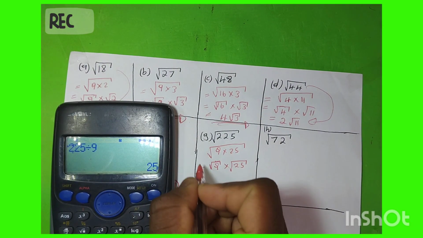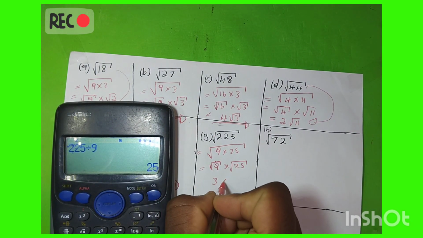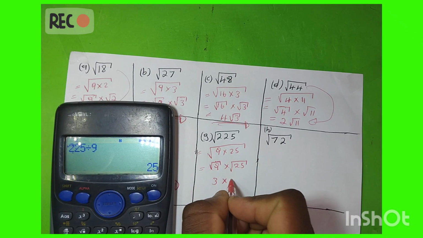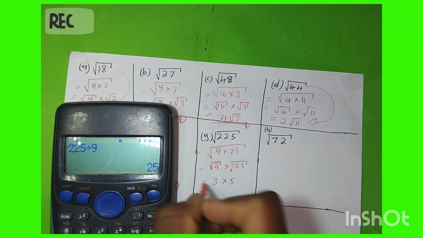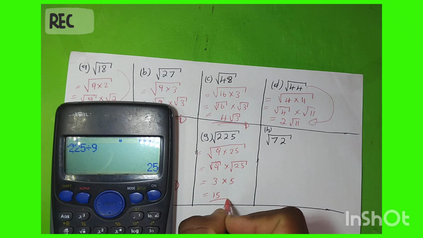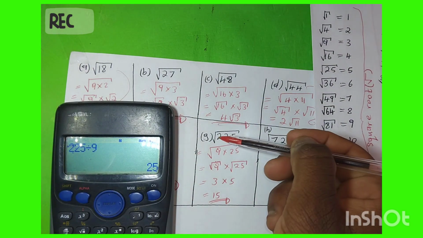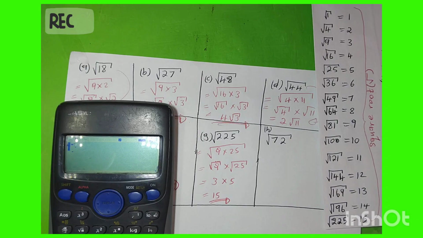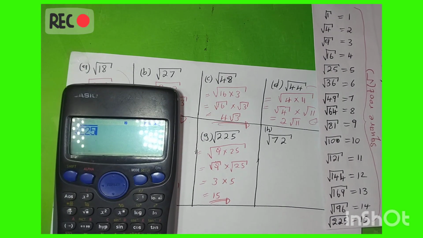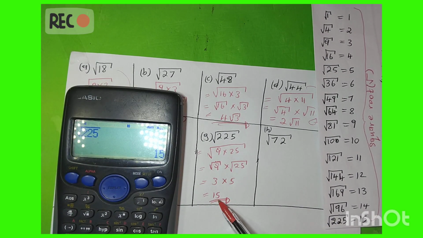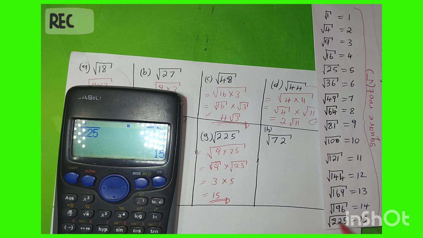Whereby this will give me 3 multiplied by 5, meaning the final answer is 15. Even this number, guys, is a perfect square. Here you can just do it and you'll get 15. That is the one that I told you. So it's better for you guys to know all of these things, so that you won't be struggling trying to find which one is a perfect square.